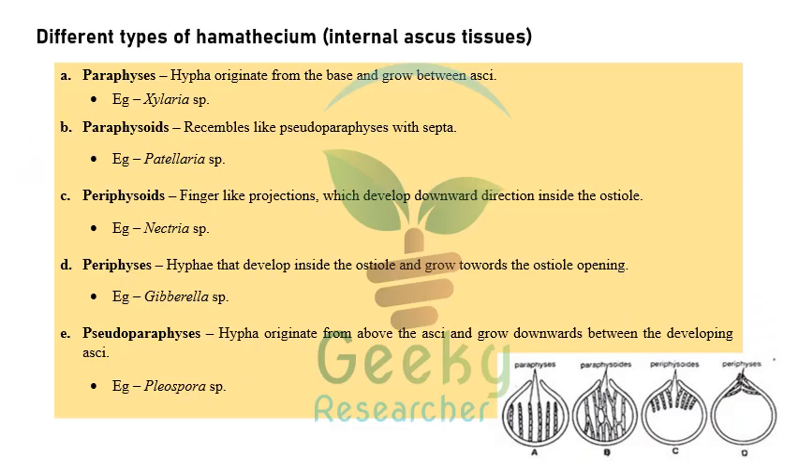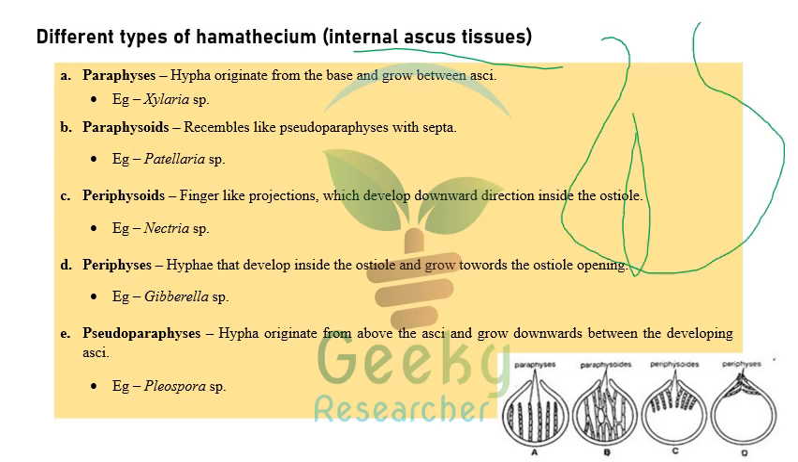So the next one is different types of hamathecium. What does hamathecium mean? Internal ascus tissues. As I told you, this is a flask-shaped structure, and the internal ascus tissues are arranged in different arrangements. Now we are going to discuss hamathecium, otherwise called internal ascus tissues.